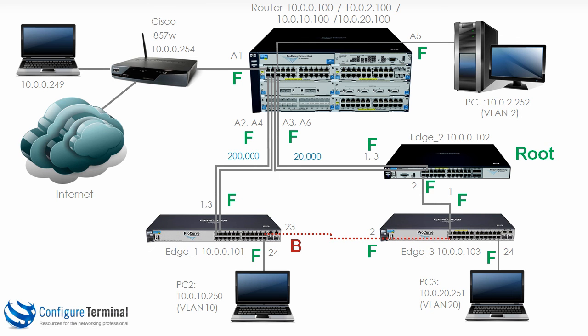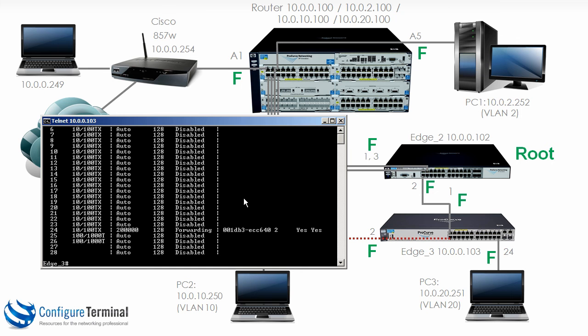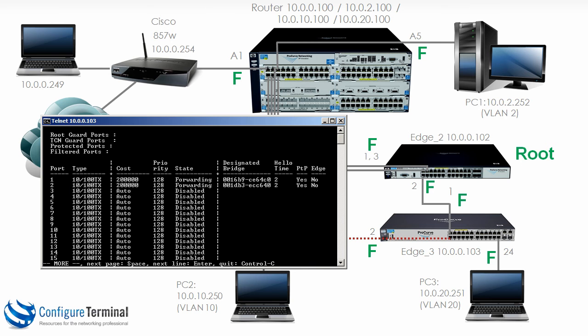And if we look at the topology, that makes a lot of sense. It makes more sense for the router to send traffic via this link to get to the root rather than via this, and this link. But let's look at the path costs of edge 3 and edge 1. So on edge 3, show spanning tree, you can see that the path cost of port 1 and port 2 is 200,000.